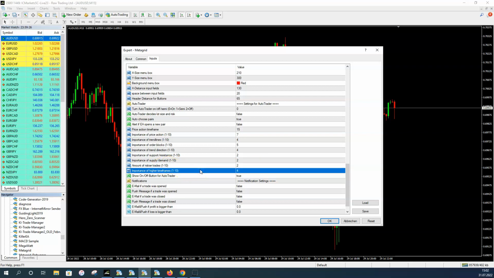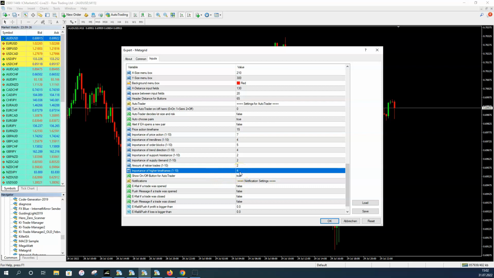And then we have the last setting option. Here it's the importance of higher time frames. What does this mean? This means how important it is that the EA trades in alignment with the higher time frames. For example, if the daily time frame tells you we are in an uptrend, but the lower time frame is the opposite, then maybe the EA does not open this trade. I also used a number here that is not that high, but also not so low. It's more or less in the middle.